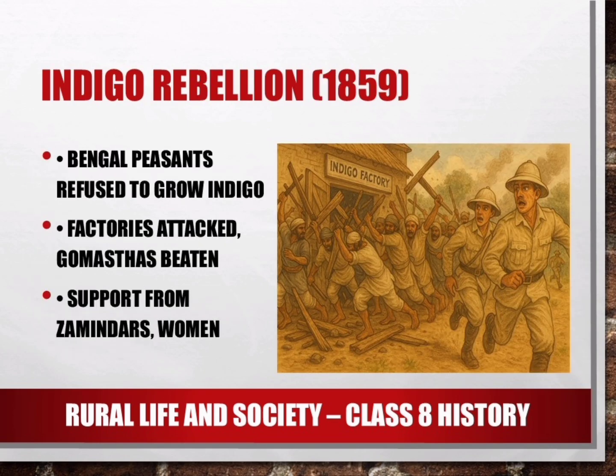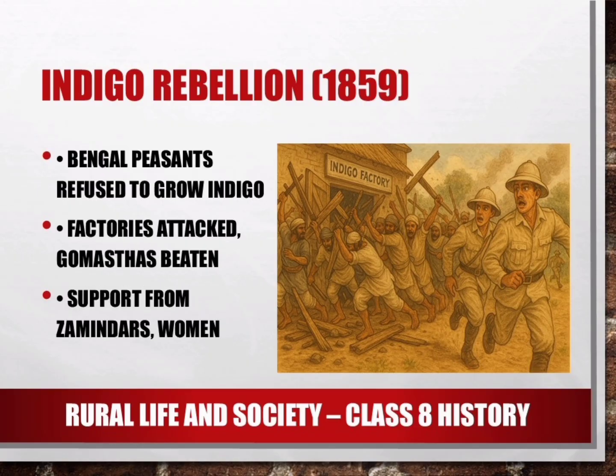Now, what was the Indigo Rebellion? In 1859, farmers in Bengal revolted against these oppressive planters. This was the Indigo Rebellion. They refused to grow indigo, attacked factories, and even got support from Zamindars. It was a big movement.